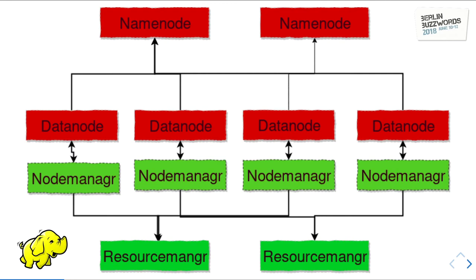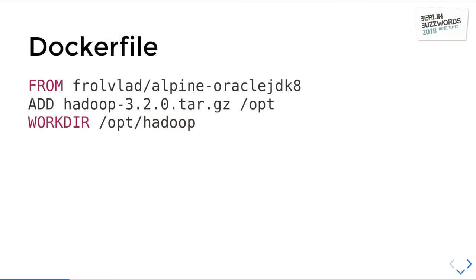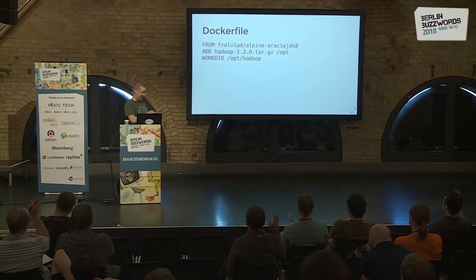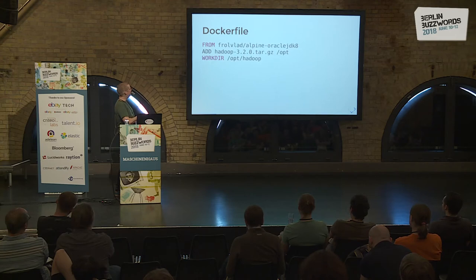We don't need to know all of the details, but we have master components, worker components, and we would like to containerize them. OK, let's start with the containerization. That's the Dockerfile, right? That's the containerization. Have you ever written something like this? I think you can imagine that I have a base image, I'm adding Hadoop, and yeah, that's all.